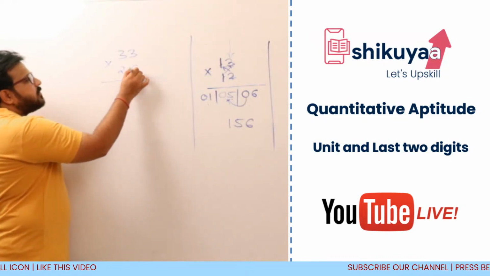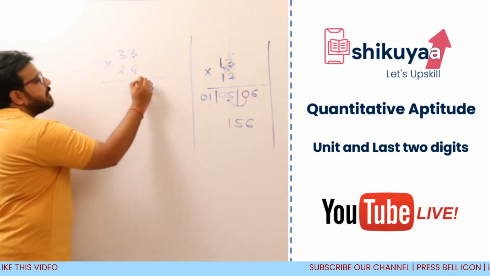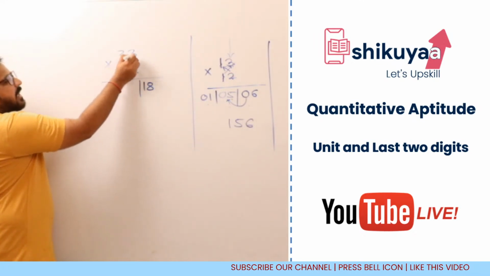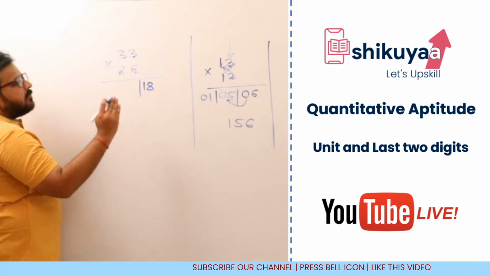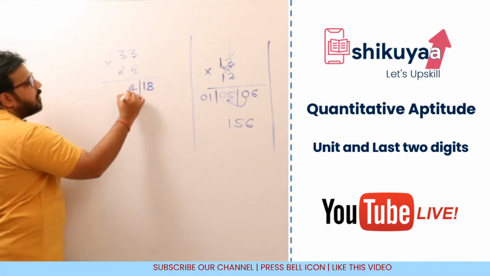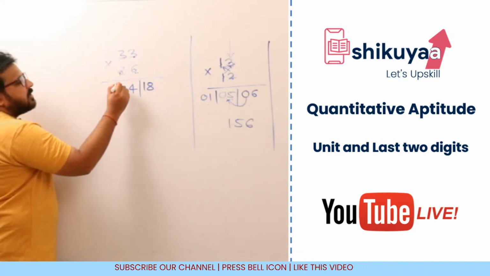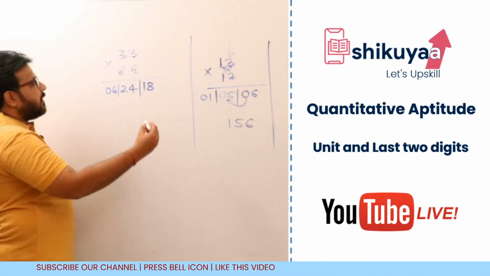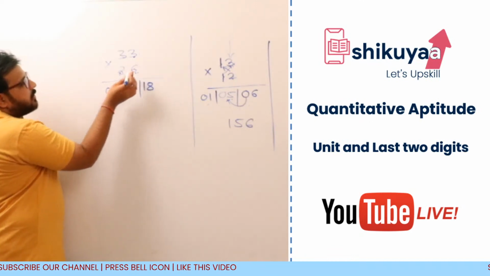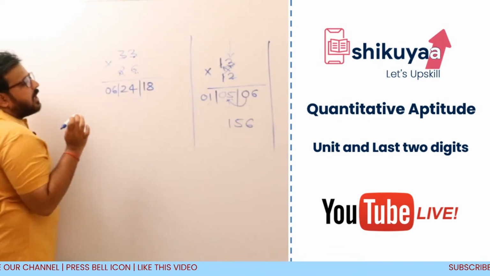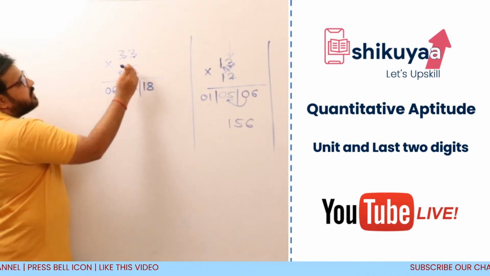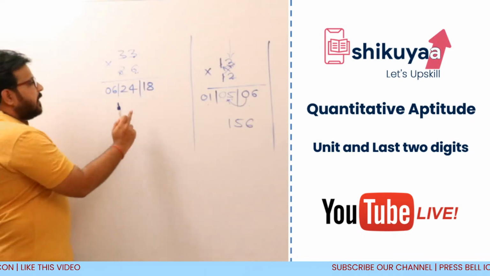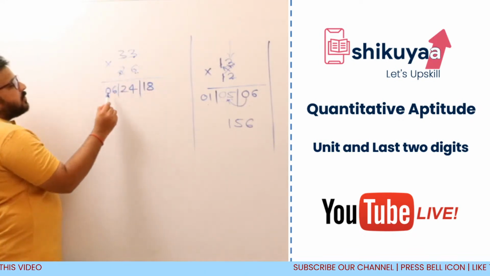So as I was telling you, 6 3s are 18. Next is 6 3s are 18 plus 3 2s are 6. 18 plus 6 is 24. And finally 3 2s are 6. Are you getting my point? Everybody in the session, let me repeat again. 6 3s are 18. 6 3s are 18 plus 3 2s are 6, that is 24. And finally 3 2s are 6.